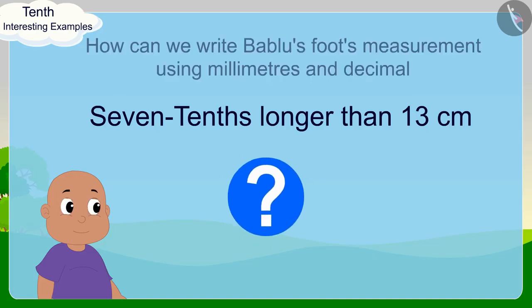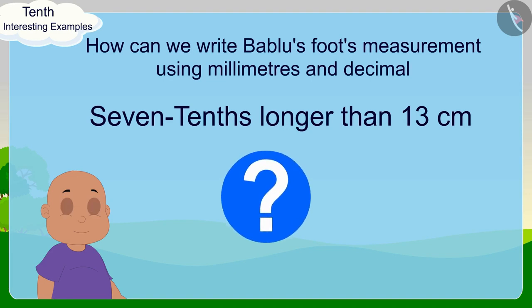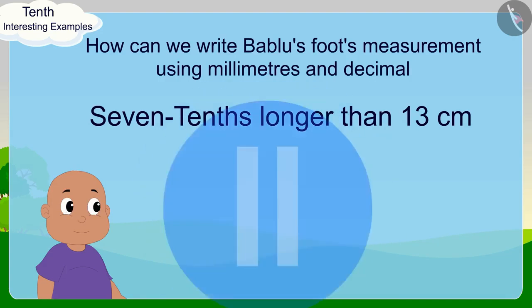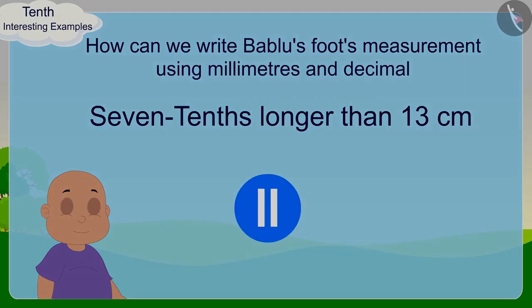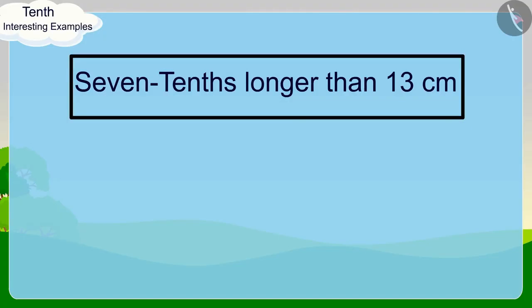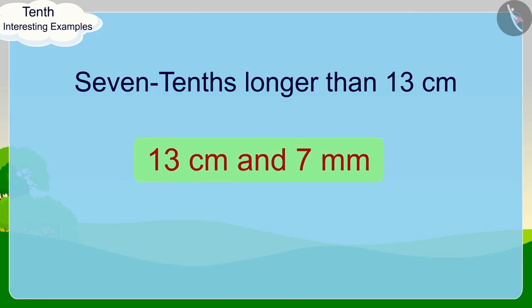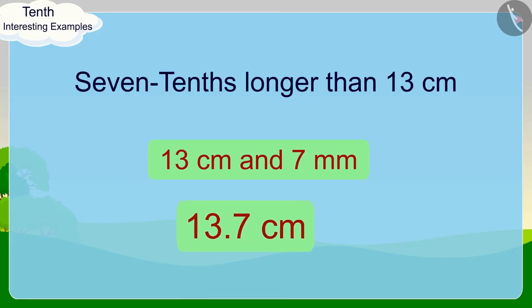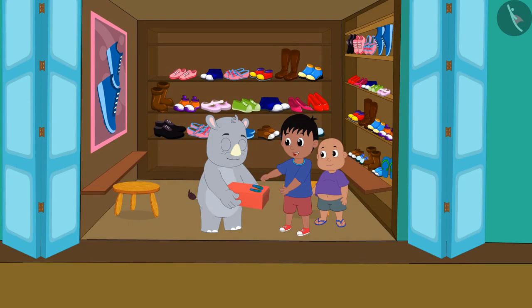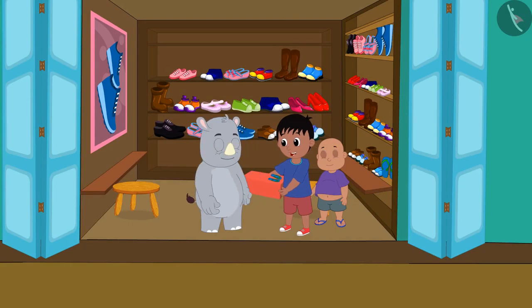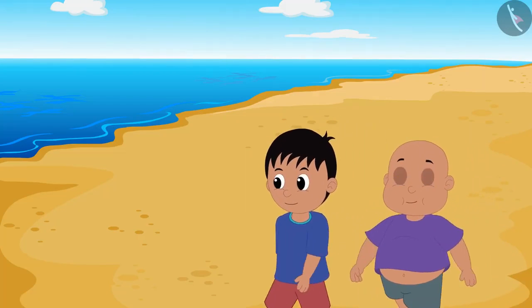Children, can you tell how we can write Bablu's foot's measurement using millimeters and decimal? If you wish to, you may stop the video and find the answer. Bablu's foot's measure is 7/10 longer than 13 centimeters. This means Bablu's foot's measurement is 13 centimeters and 7 millimeters, or 13.7 centimeters. Raju and Bablu bought their new slippers and happily went for a walk on the beach.